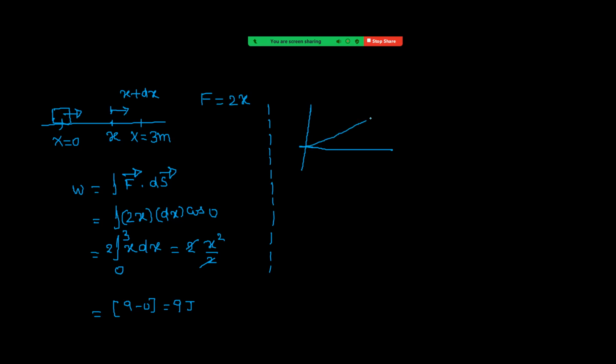Given passing through origin, this is F. Let us take when x equal to 3, force will be, x equal to 3 means force will be 6, right? 6 Newton. And x is here in meters. Now we have to find area under the graph with the displacement axis. I will show here.